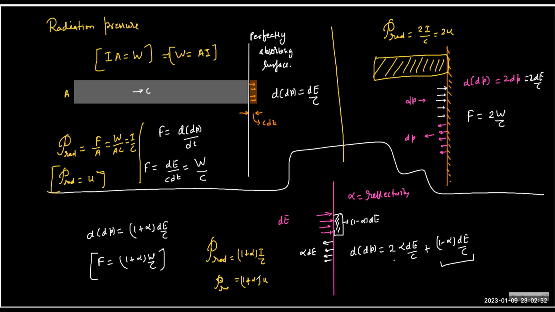Now these formulas are only true for normal incidence. Okay. So all of these answers are true for normal incidence. So now the next part we are going to learn is called oblique incidence. Okay, second, it is radiation pressure.